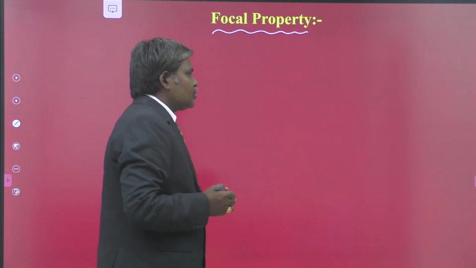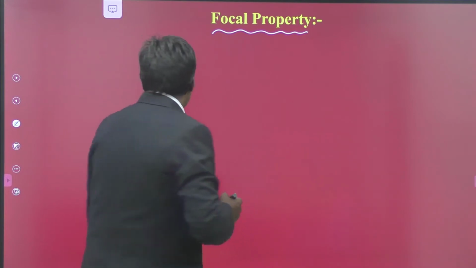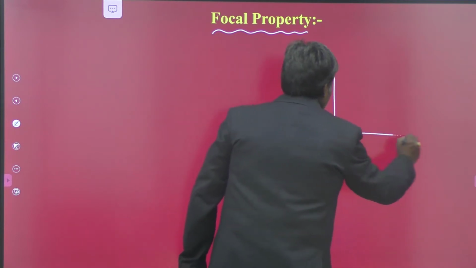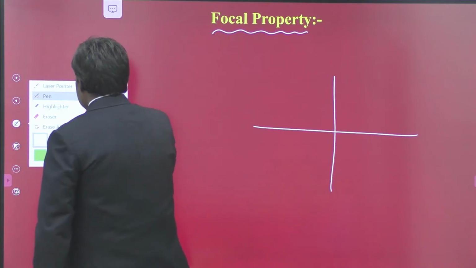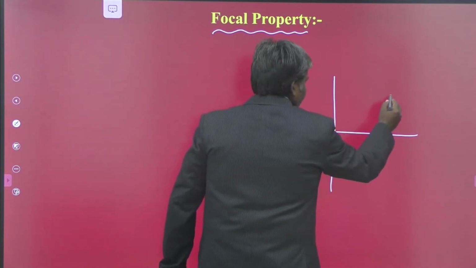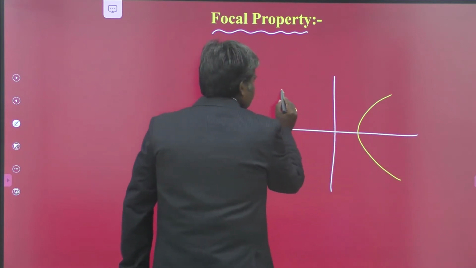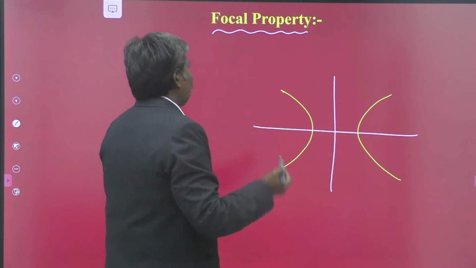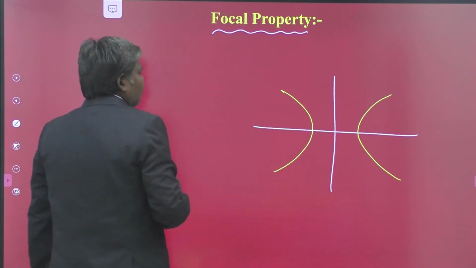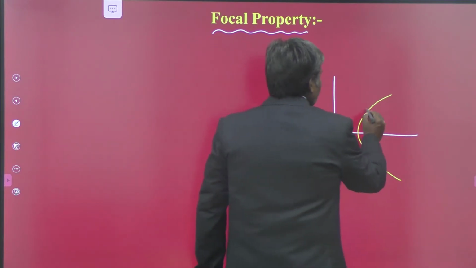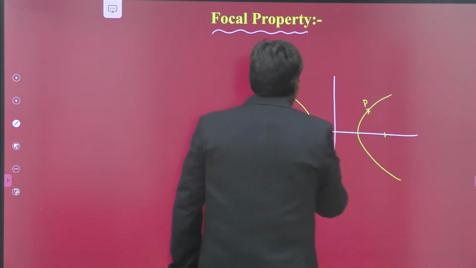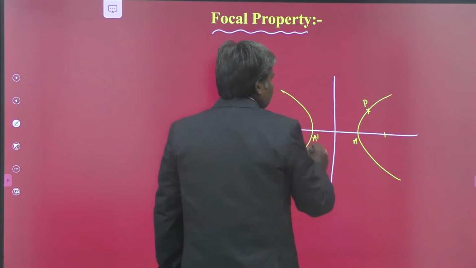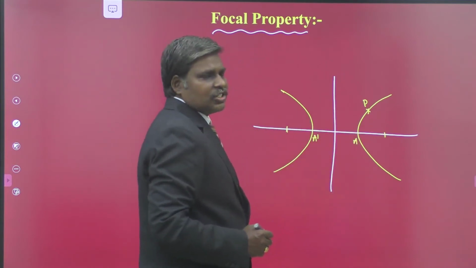The derivation is also similar to the derivation in ellipse. Now let us draw the diagram. This is the y-axis, this is the x-axis, and it is your hyperbola. The curve is symmetric about both the x and y-axis. Now we have to write the focal property, that is, the difference of focal distances of any point on the hyperbola is always constant, that is equal to the length of the transverse axis. AA dash is the length of the transverse axis.